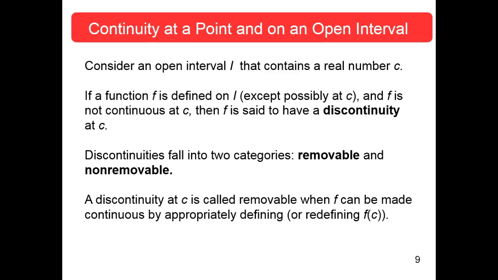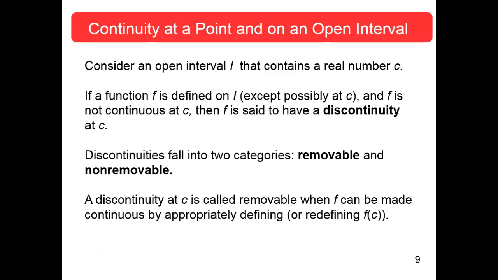Now, consider an open interval that contains a real number c. Oh, this is I. I was thinking that was a slant. That's an italicized I. Consider an open interval I that contains some real number c. If a function f is defined on that I, except possibly at c, function f is defined everywhere on I except possibly at c, and f is not continuous at c, then f is said to have a discontinuity at c.